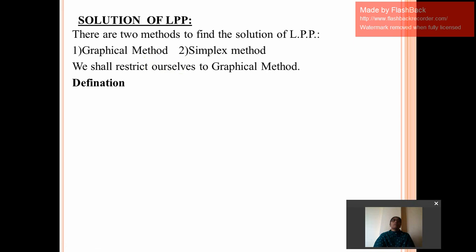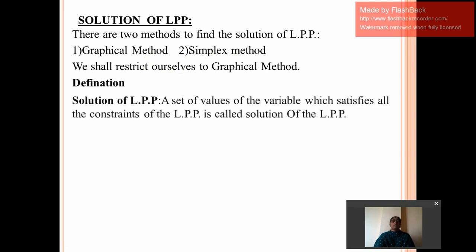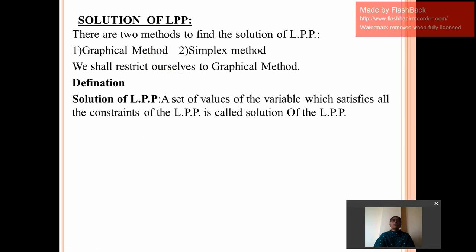Definition: solution of LPP. A set of values of the decision variables, say x1, x2, x3, etc., which satisfies all the constraints of the linear programming problem is called solution of the linear programming problem.